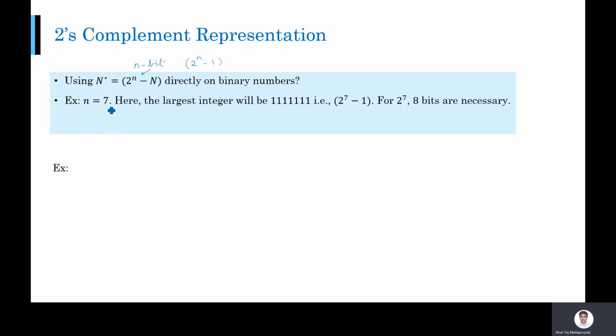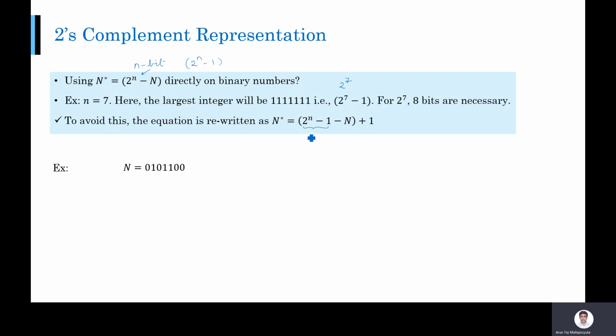With n bits, for example, if your n is 7, then the largest integer will be 1, 1, 1, 1, 1, 1, 1. That is 2 to the power of 7 minus 1. So if you want to represent 2 to the power of 7, 7 bits are not enough. You need one more bit. 8 bits are necessary. Okay. So therefore, to avoid this, we rewrite the equation like this. I subtract 1 and add 1. So this I can represent, 2 to the power of n minus 1. I can do this operation and then I will add 1. Okay. So that is also one of the reasons for using 2's complement representation over 1's complement representation.